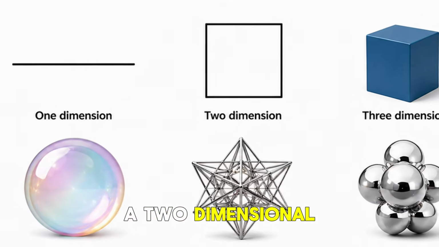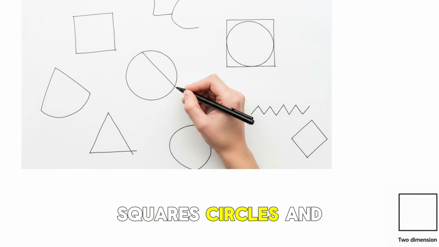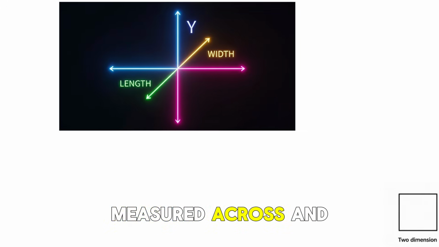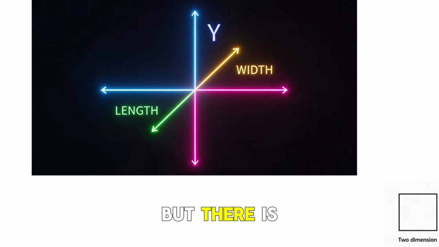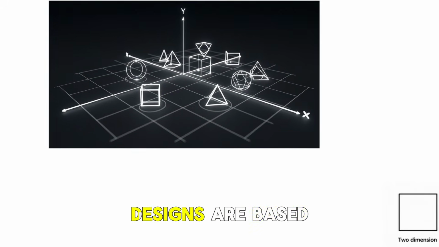A two-dimensional world includes length and width, but no height. Flat surfaces like paper, screens, or drawings exist in this space. Shapes such as squares, circles, and triangles live here. Everything can be measured across and side to side, but there is no depth. This is the dimension most images and designs are based on.